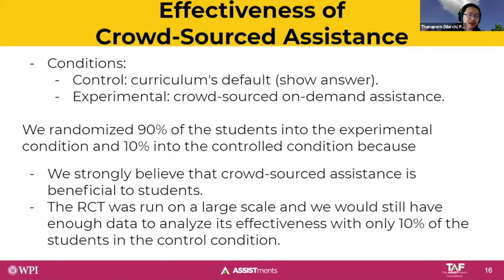In the experiment, instead of doing a 50-50 split, we did a 90 and 10 split because we strongly believe that crowdsourced assistance is beneficial to students. And the randomized control trial is run on a large scale, so we will have enough students, enough data to analyze the effectiveness, even with 10% in the control condition.